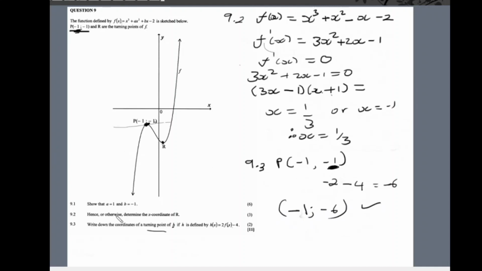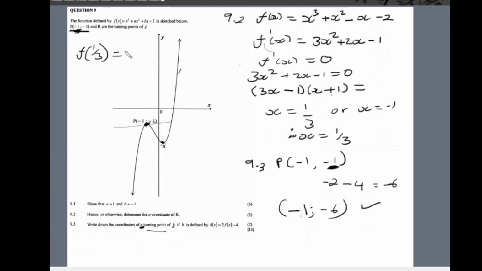They didn't specify which turning point you can use, they just said calculate the coordinates of a turning point, right? It doesn't have to be both turning points. You can do the same with the coordinates of R. So if we know that the x coordinate of R is 1 over 3, then to get the y coordinate of R, you'll say f of 1 over 3.